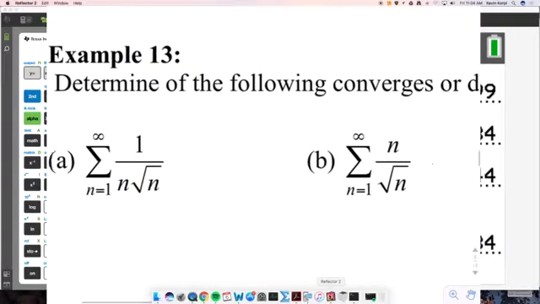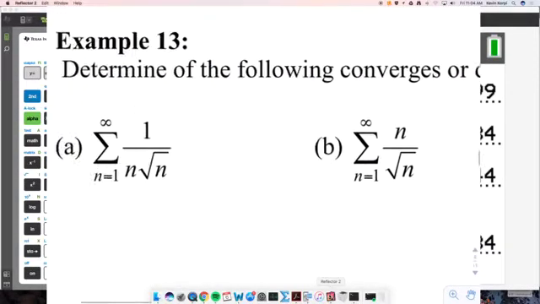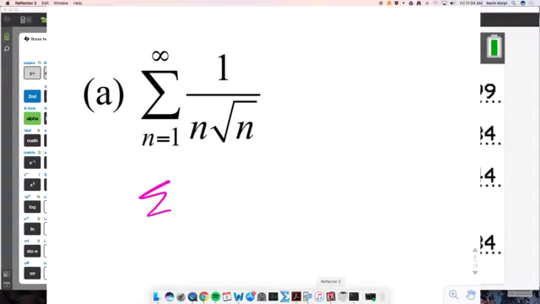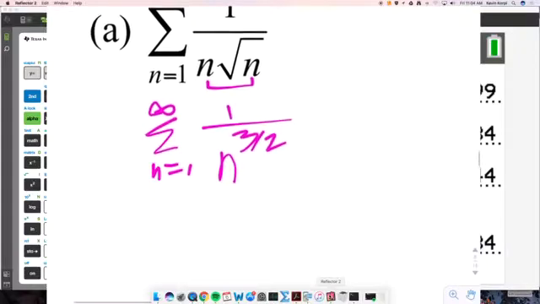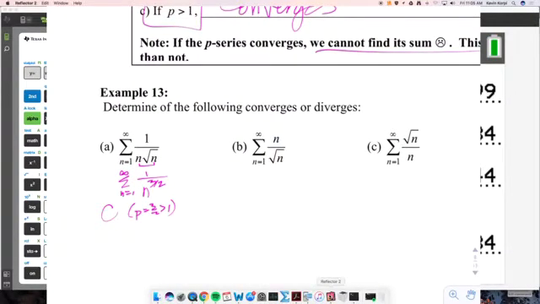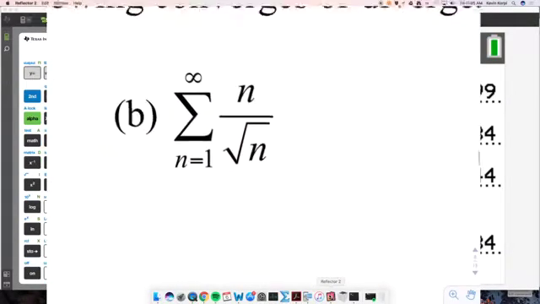All right, here we go. Example 13. We're going to do this kind of quickly. Determine if the following converge or diverge. Letter A. What do you think? Yeah, you can combine your n. That's n to the first times n to the 1/2. That's n to the 3/2. So this one is convergent. It's a p-series. p is equal to 3/2, which is greater than 1. All right? What about the next one?